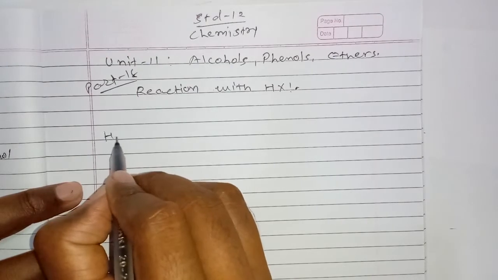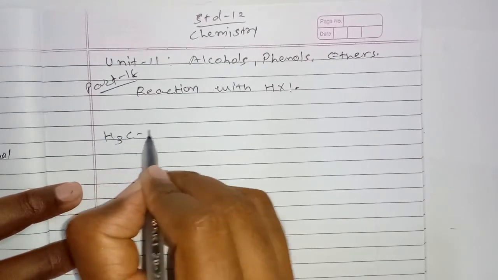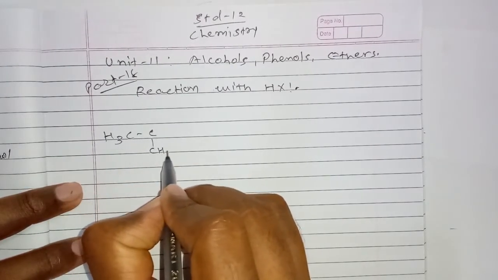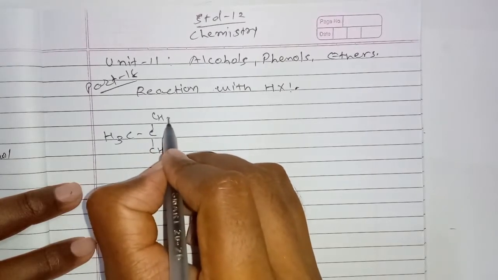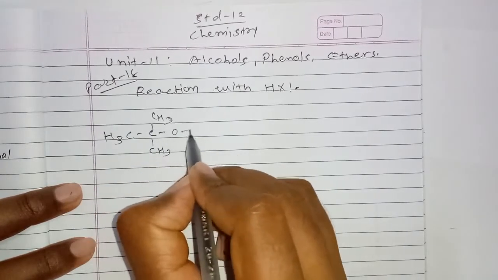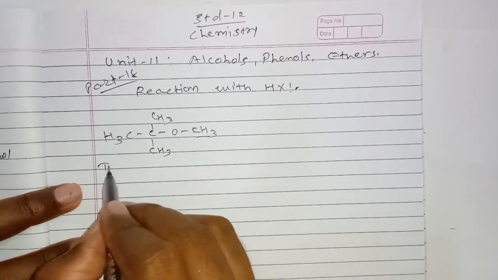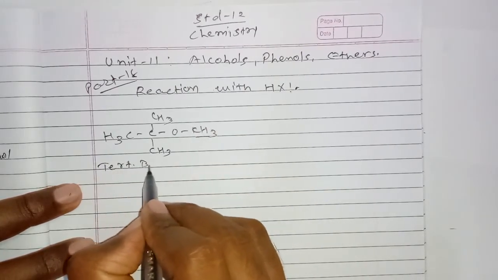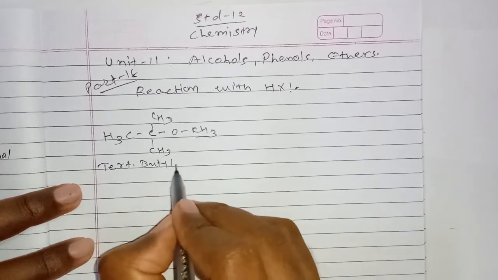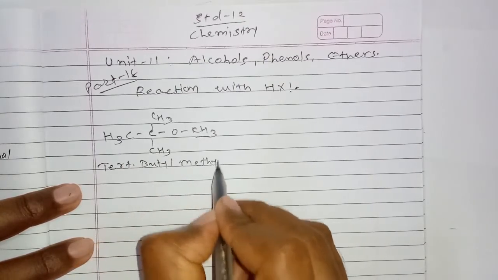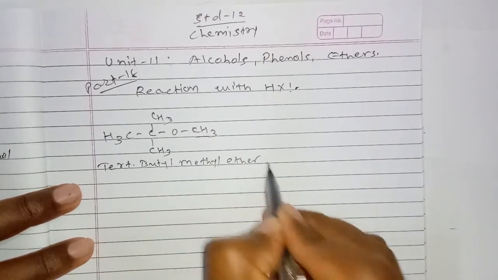Here is tertiary butyl, and it is methyl, so its name will be tertiary butyl methyl ether.